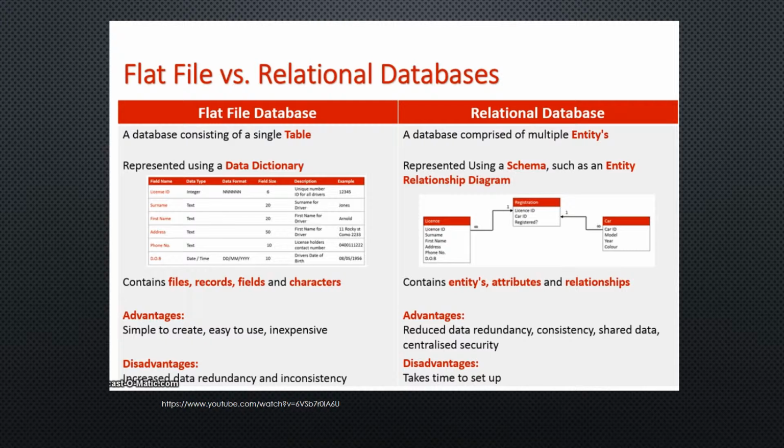Relational databases then contain entities and attributes, and you can see the relationships between each entity, which would be displayed in a table like the one in the previous slide. The advantages are now that there's reduced data redundancy, which is the repeating of data. There's consistency amongst all the data, so there are no data anomalies when objects are edited, created or deleted. Data is shared, and there's centralized security. A disadvantage is that creating a relational database takes a lot of time and skill.